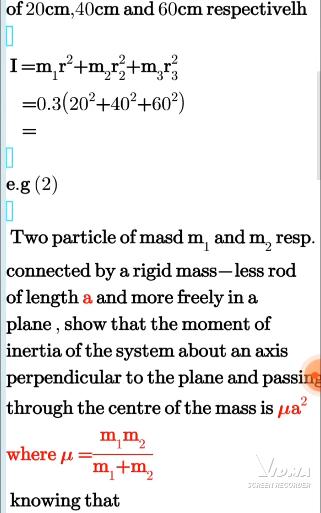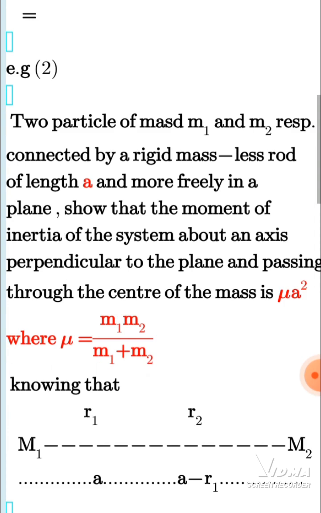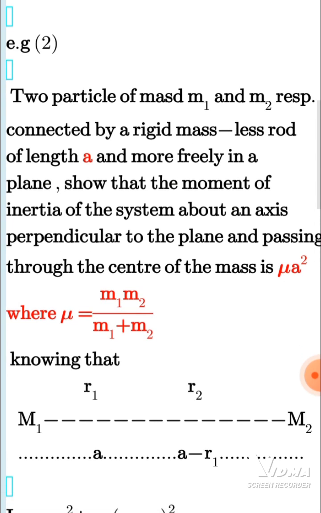We have two particles of mass m1 and mass m2 connected by a rigid body of length a. We should show that the moment of inertia of the system about an axis perpendicular to the plane passing through the center of mass is mu a squared, where we are given the value of mu to be m1 m2 over m1 plus m2.